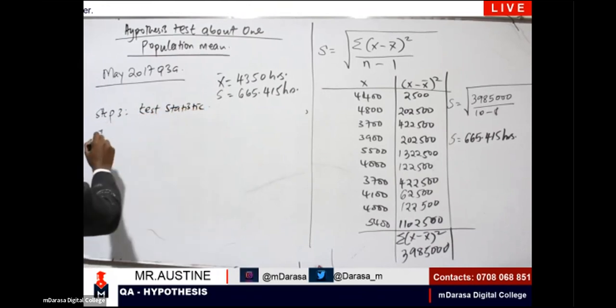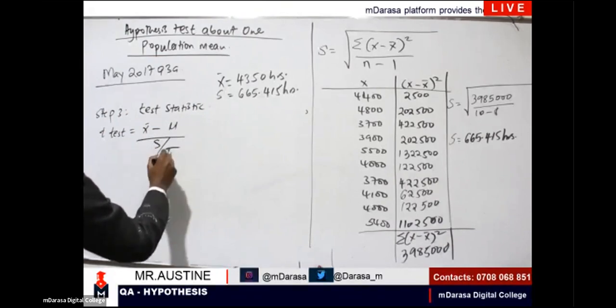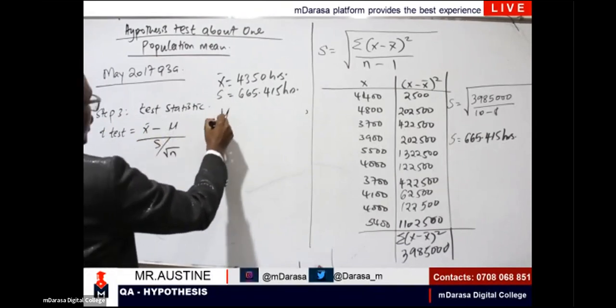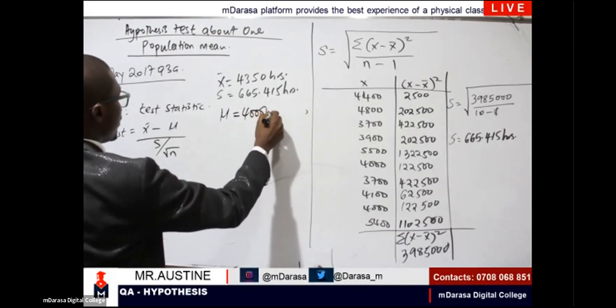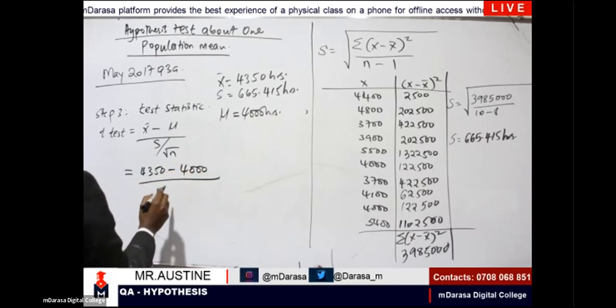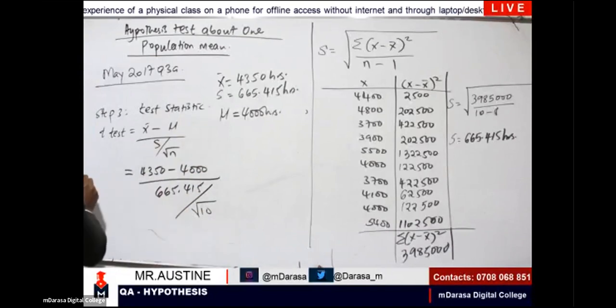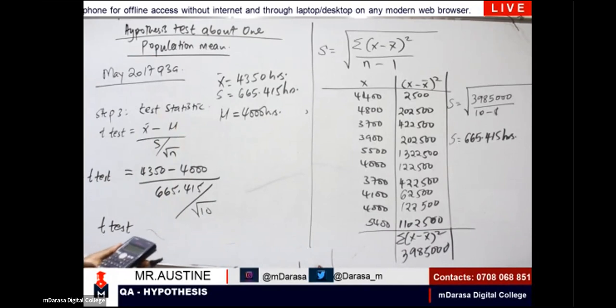In this case, we are working with a t-test. The t-test is the sample mean minus the population mean, over the sample standard deviation divided by the square root of n. Check the way you stated the null hypothesis: the hypothesized mean is 4,000 hours. So this will be 4,350 minus 4,000 divided by 665.415 over the square root of 10. Solve this: 665.415 divided by the square root of 10, then 4,350 minus 4,000 divided by the answer.